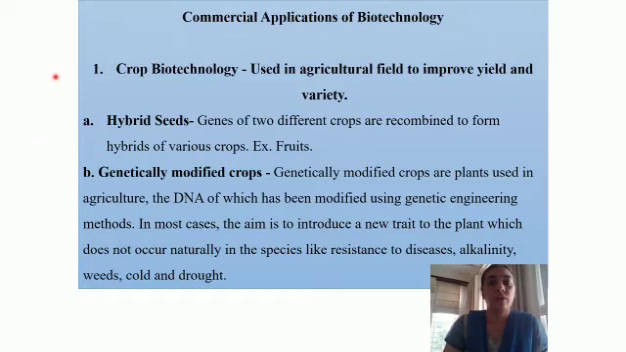Under crop biotechnology, the first one is hybrid seeds. Genes of two different crops are recombined to form hybrids of various crops. For example, fruits. Here again, varieties of two different species are cross bred, that is, cross pollination is brought about, and the new plant that develops will produce seeds which will be hybrid seeds, and they will have different characteristics, or those characteristics that we want. Like the example that I gave you for cherry tomatoes is one of them.